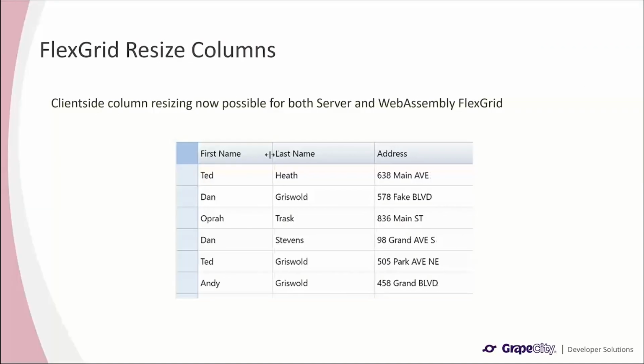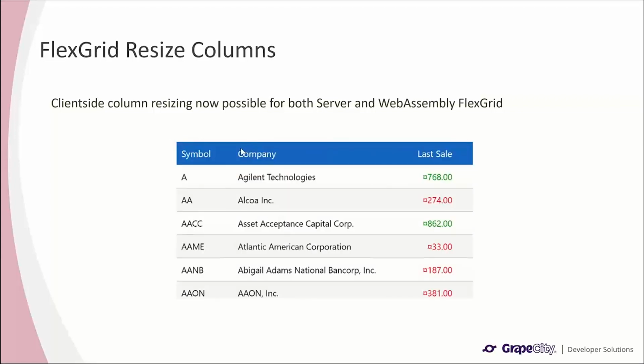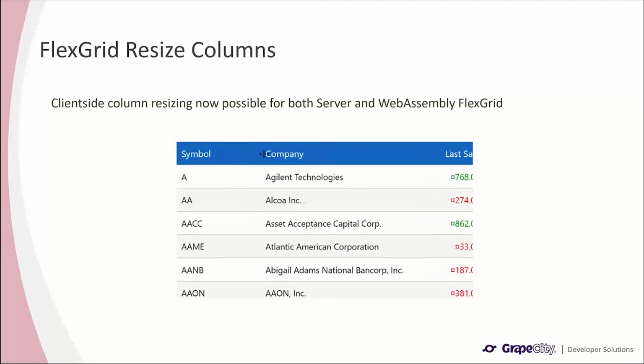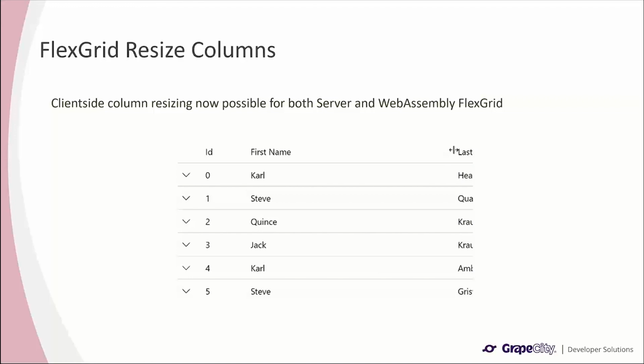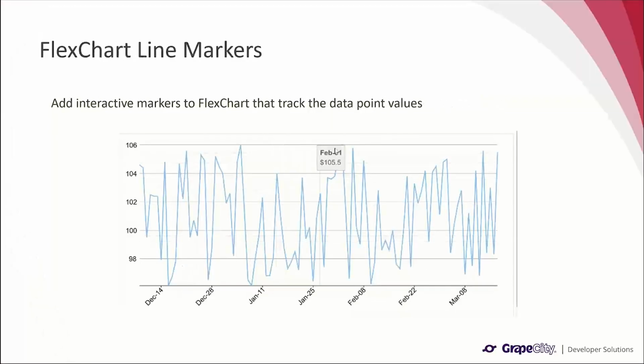Our Blazor FlexGrid gets some enhancements this release, including column resizing. This is supported in both Blazor Server and WebAssembly. Our Blazor FlexChart now supports line markers that allow you to add a mouse-driven cursor to your charts. The cursor consists of a text element used to display information about the point under the mouse and optional lines to indicate the exact position.